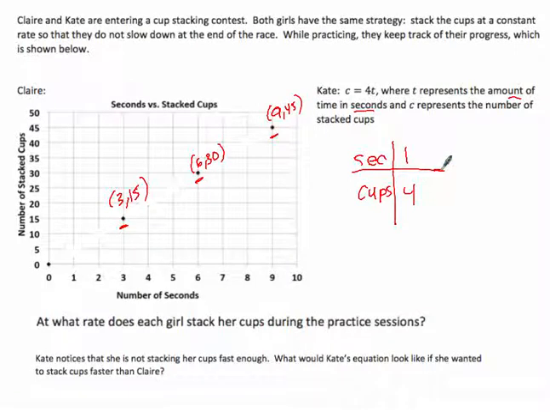At what rate does each girl stack her cups during the practice session? So if we look down here, we would say, well, Kate, we just found, she stacks 4 cups per second. And anytime we're talking about unit rate, we need those labels.